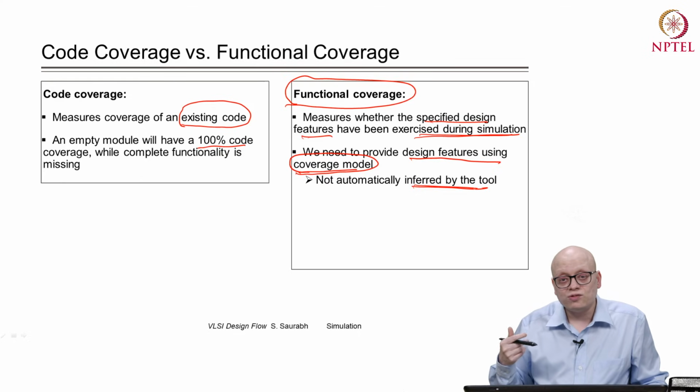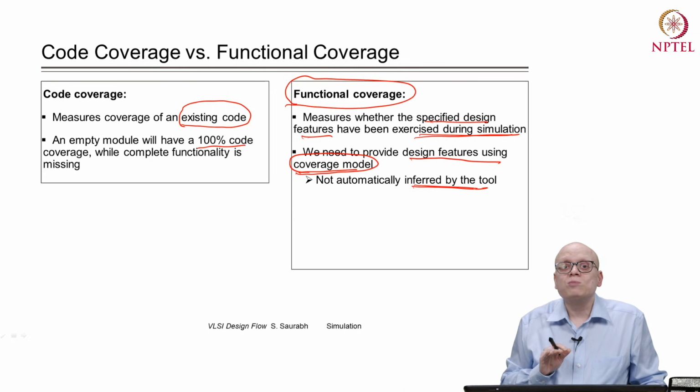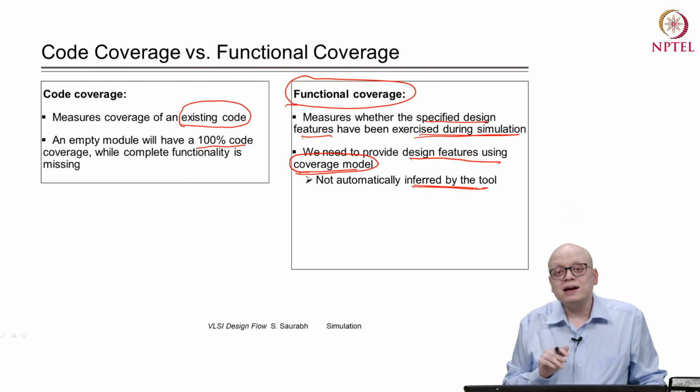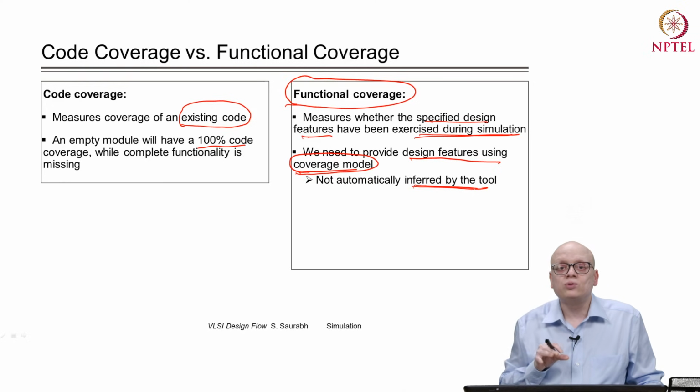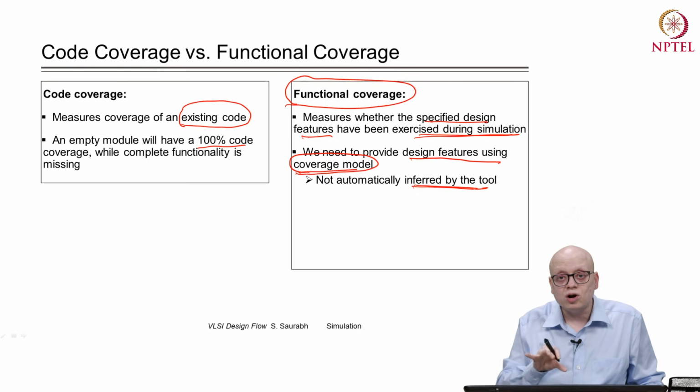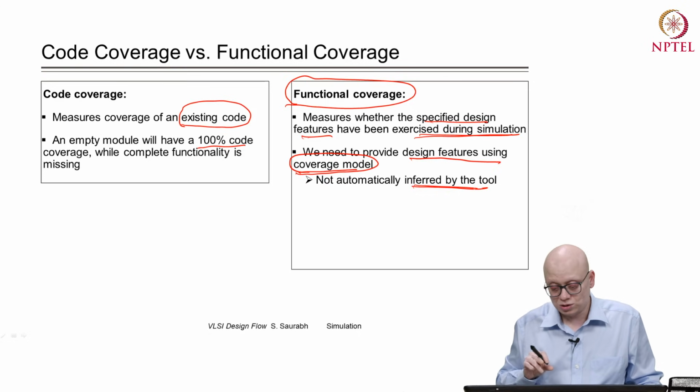It will be able to flag those features also. Therefore, in that sense, functional coverage model is much better than the code coverage model. But what is its downside? The downside is that in this case we have to create, as a designer, a separate functional coverage model. It is not automatically inferred by the tool.